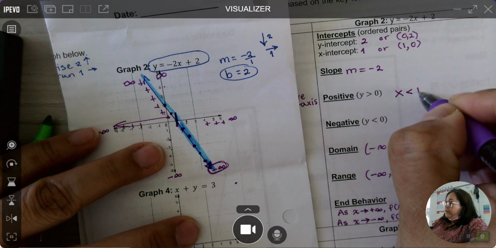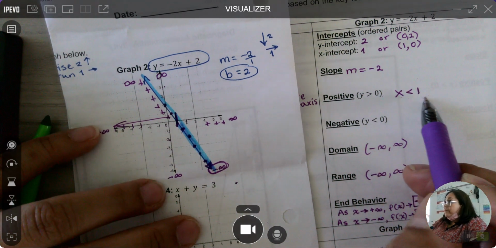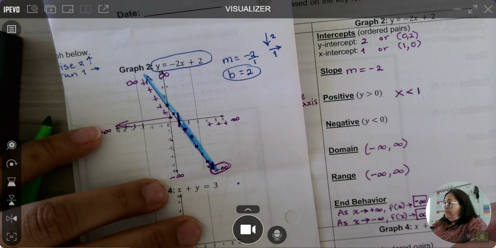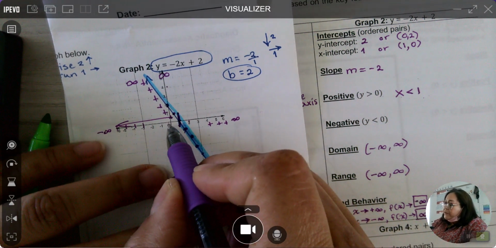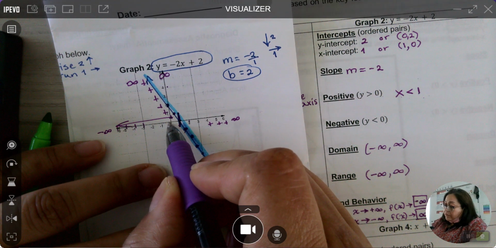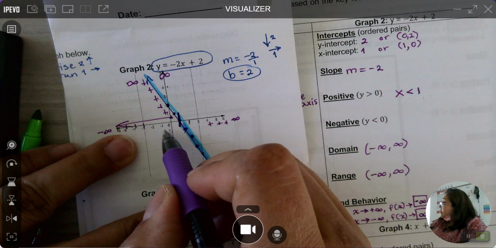Now, below the x-axis is when your function is negative. Which x values give you negative outputs? Numbers that are greater than which x value? 1. So x has to be greater than 1.